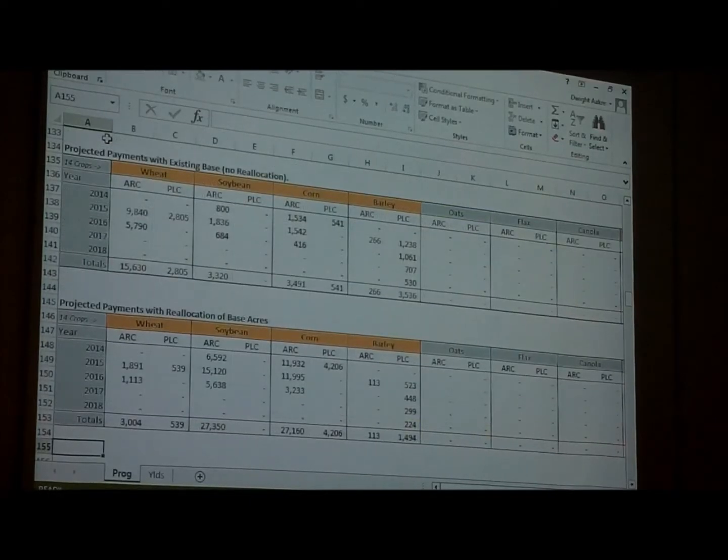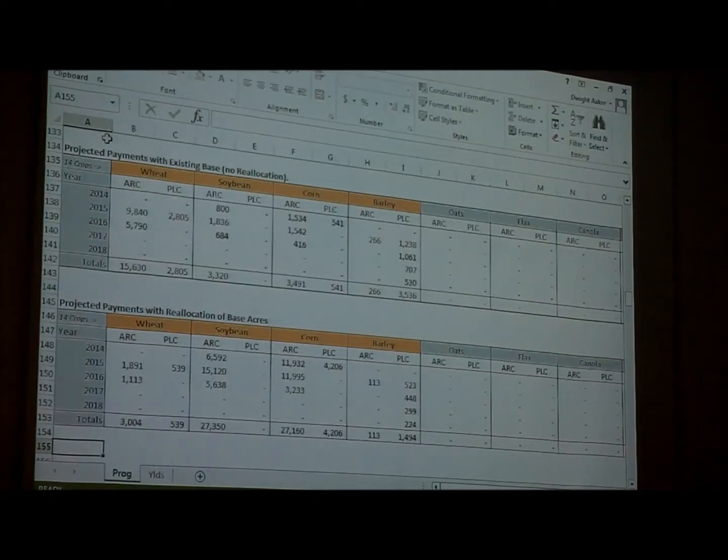You want to see what the payments are by year, by crop. Here they are under existing base, under reallocation of base. You can see, look at wheat in 2015, a $9,800 payment for ARC, $2,800 for PLC. Obviously, you don't get them both, it's one or the other. And the previous table just pulled the higher up and put it in the summary.